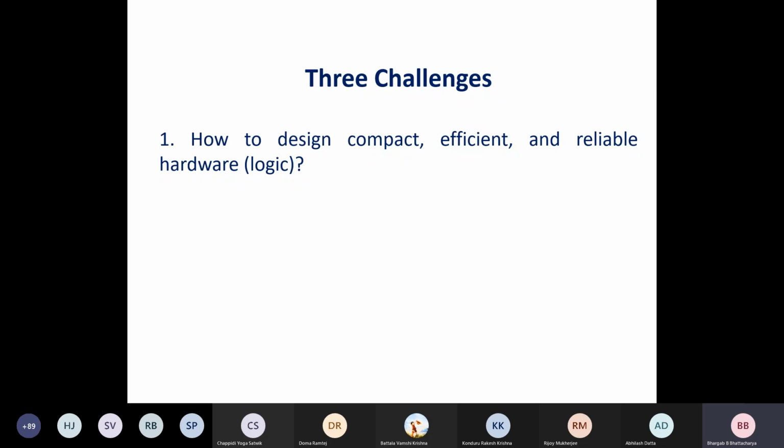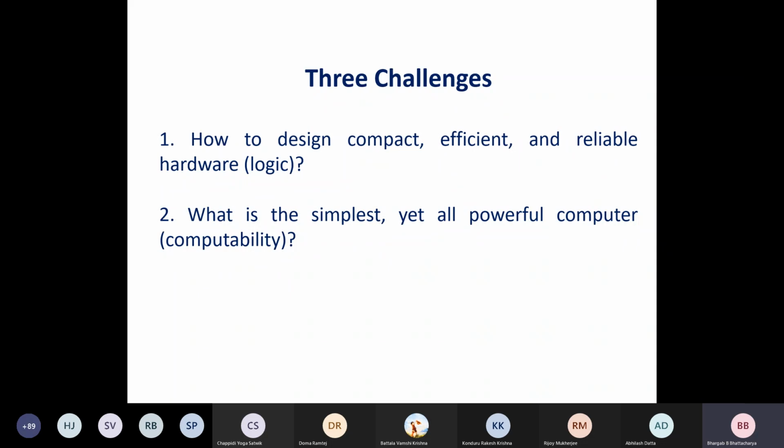So when you design efficient hardware logic, you have to address this kind of issues. So this is the first challenge you have to solve. The second challenge is a fundamental question. So your purpose is to design a processor, right? So what is the processor supposed to perform?